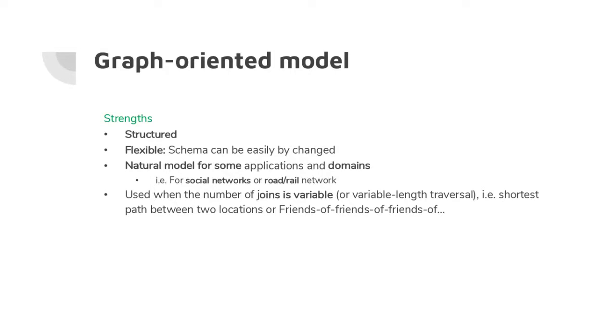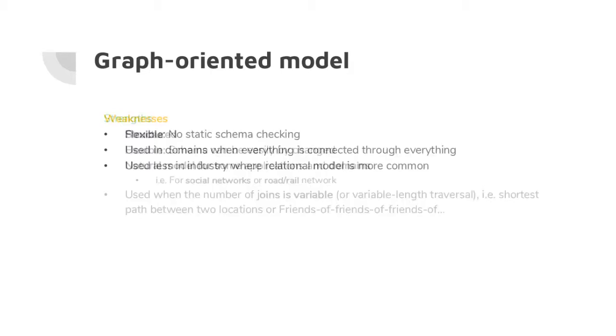Also, it's interesting when the number of joins is variable. So for example, suppose you have all the roads and cities of Belgium in one graph model, then you can easily compute the shortest path between two cities. And then you get a list of all the edges you have to follow to the next node, which is another city, and then another edge or road to another city. And so you can compute the shortest path between any two cities if that data is in the graph model. Also in a social network, you can have your friends, or your friends of friends, or your friends of friends of friends, things like that, that can easily be done if you have your data in a graph-oriented model.